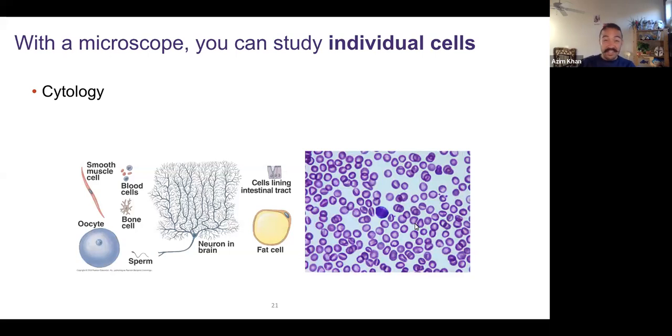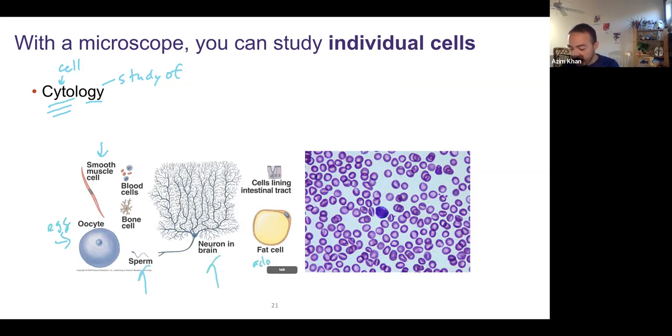If you want to study an individual cell, that's what cytology is. Cyto means cell. Ology means study of. Cytology, the study of cells. So we could study individual smooth muscle cells or oocytes. That's just a fancy word for an egg cell. Sperm cells, neurons, adipocytes. Another word for adipocyte is a fat cell. Cells that store fat. You could study individual cells.